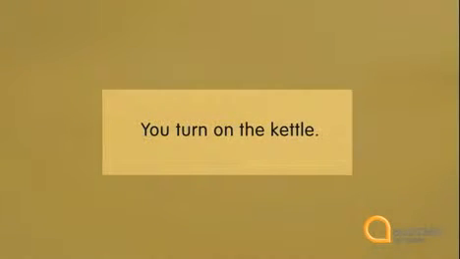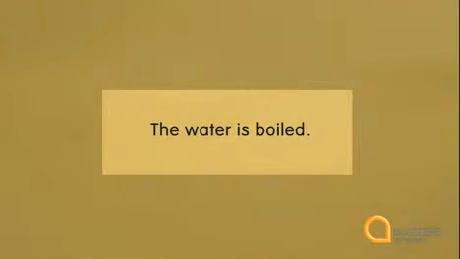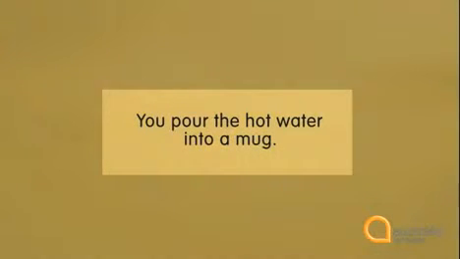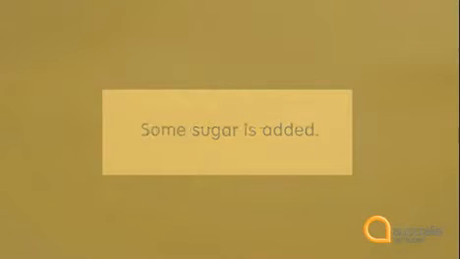You turn on the kettle. The verb is turn on. The subject is you. The object is the kettle. The kettle is turned on. You boil the water. The water is boiled. You pour the hot water into a mug. The hot water is poured into a mug. You add some sugar. Some sugar is added.